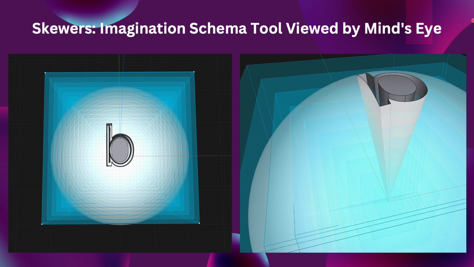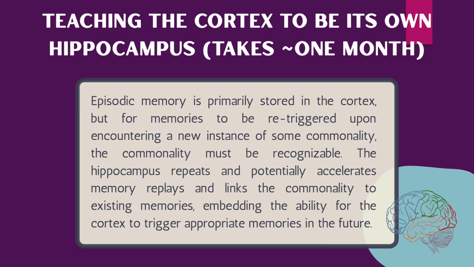This is just reiterating that the skewers that I propose would be viewed by the mind's eye in the imagination schema. As far as I know, this concept here is unique to me, but I think it's a concept that should be considered. Basically it's the idea that the hippocampus takes about 1 month for any new feature that's been observed in experience to teach the cortex to be able to trigger that commonality or that feature or that episodic memory on its own without any help.